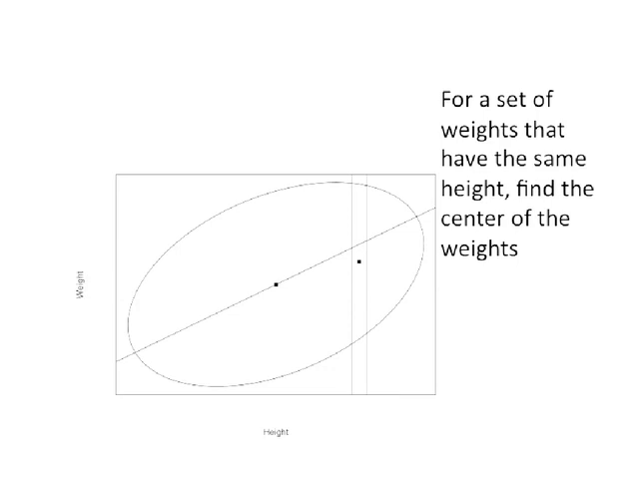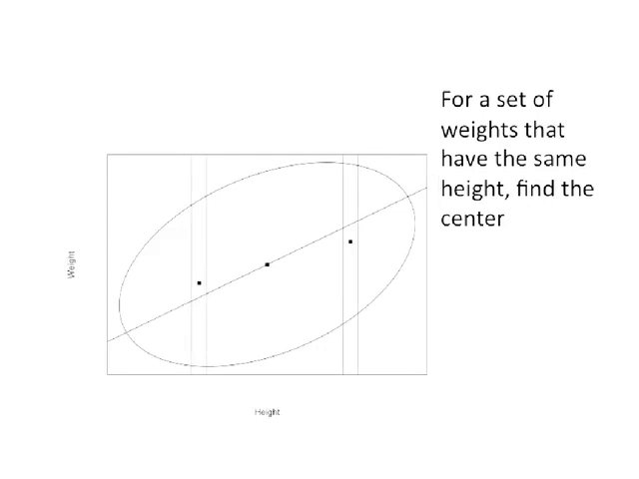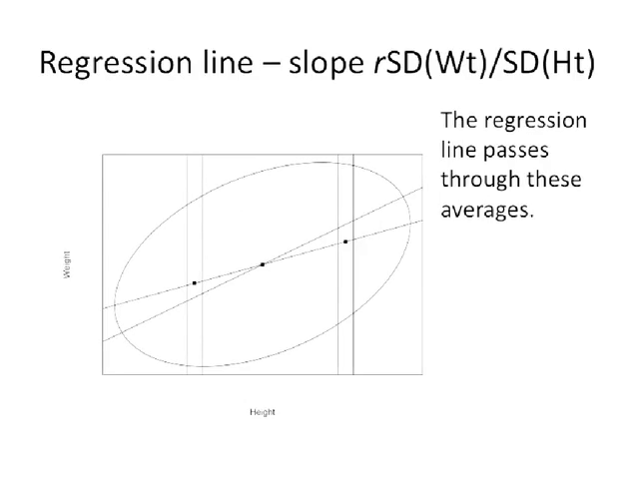Then I looked at a set of mothers whose height is below average, and they all have roughly the same height. And for those mothers, I found the average weight, which is above the SD line. And then I fit a line through those points, and that's the regression line that passes through these graphs of averages. And the slope, again, is R times the SD of weight over the SD of height.